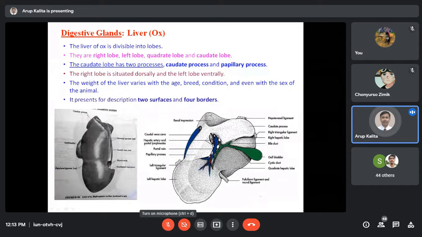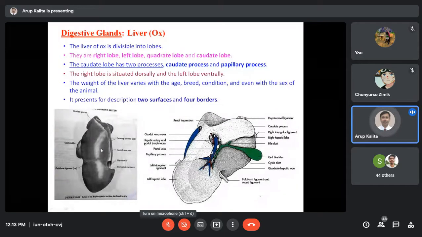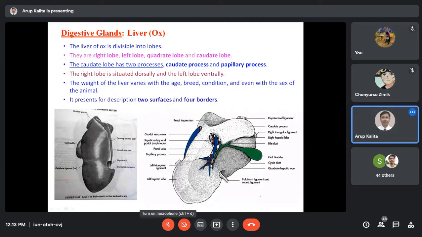So I repeat, the 2 surfaces are the lateral surface and the medial surface. The borders are the dorsal border, ventral border, medial border, and lateral border. Clear? Yes, sir.